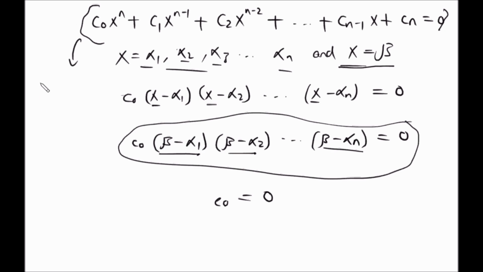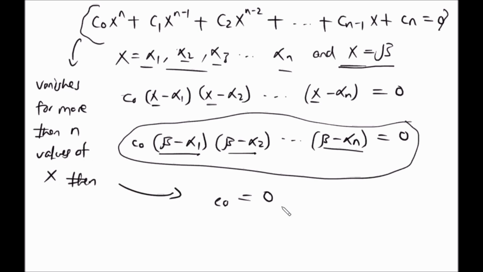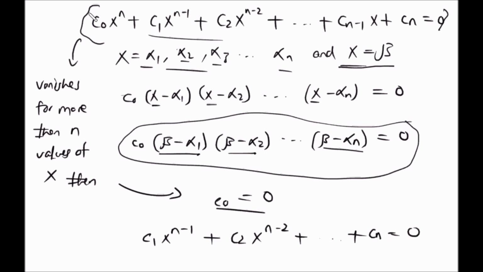We have learned now if this one vanishes for more than n values of x, then c naught itakuwa ni 0. Maanake sasa equation yetu itapungua sasa, itakuwa ni c1 x power n minus 1 jumlisha c2 x power n minus 2 jumlisha na kuendelea mpaka cn ni sawa na 0. So hii ni sawa na 0, kwa hiyo tumeitoa. So this imekuwa hivi kwa sababu value za x tumezisolve, tumepata ni zaidi ya n.